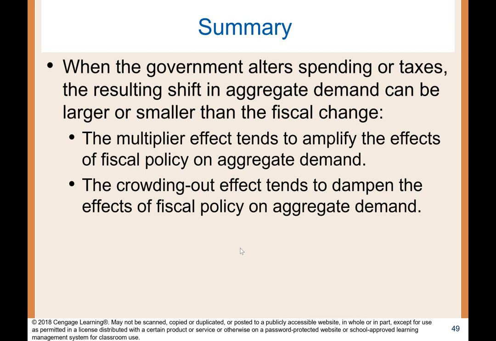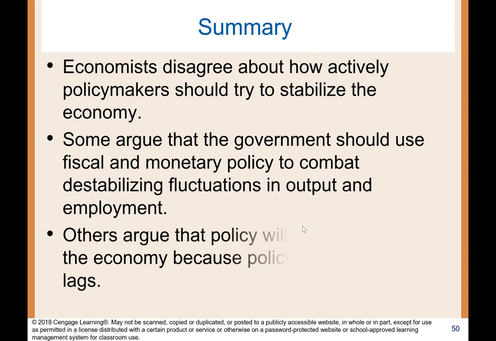When the government alters spending or taxes, the resulting shift in aggregate demand can be larger or smaller than the fiscal change. The multiplier effect tends to amplify the effects of fiscal policy on aggregate demand. The crowding out effect tends to dampen the effects of fiscal policy on aggregate demand.